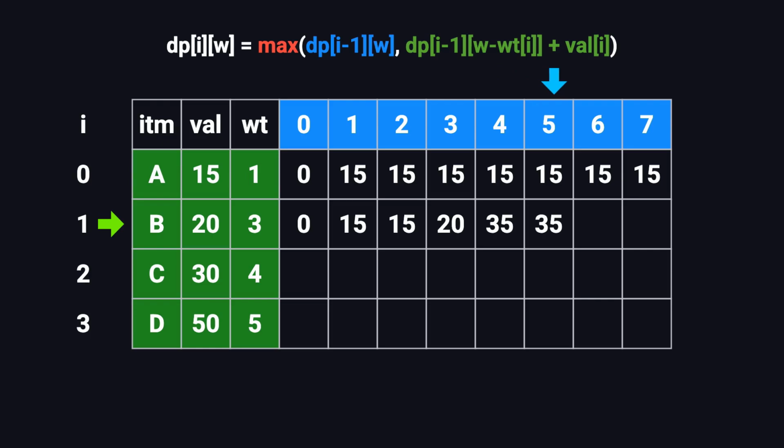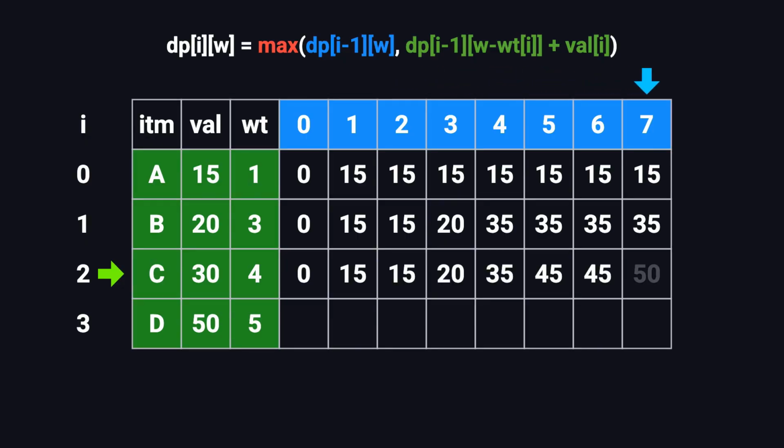We continue in this way, always comparing two choices. Skip the current item or take it. If we skip it, we simply copy the value from the previous row at the same capacity. If we take it, we add its value to the best value achievable with the remaining capacity in the previous row. Then, we take the maximum of the two options. In the end, we reach the bottom right cell of the table, and it shows 65. That means the maximum value we can pack into the 7 kilogram backpack is 65.